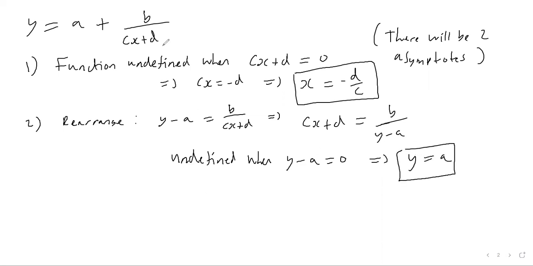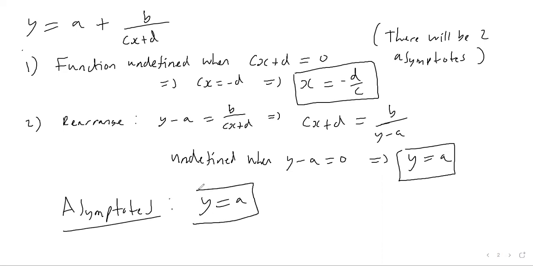So if you have a graph that looks like this, a plus b over cx plus d, your asymptotes will always be these two results. Your asymptotes will be y equals a, and your other one will be x equals minus d over c.